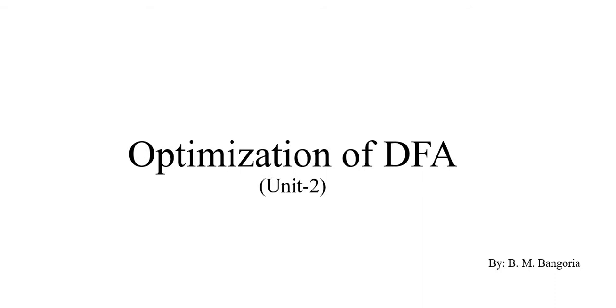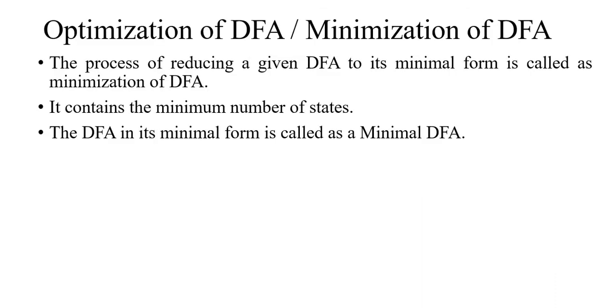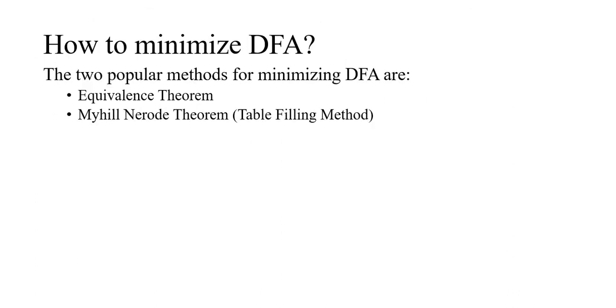In minimization of DFA, you have to optimize the total number of states. The process of reducing a given DFA to its minimal form is called minimization of DFA. You have to reduce your given DFA so that it contains the minimum number of states. You have to combine the equal states. The DFA in its minimal form is called a minimal DFA.